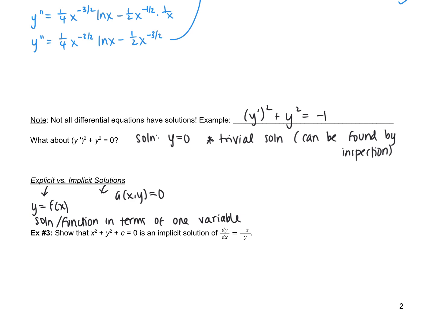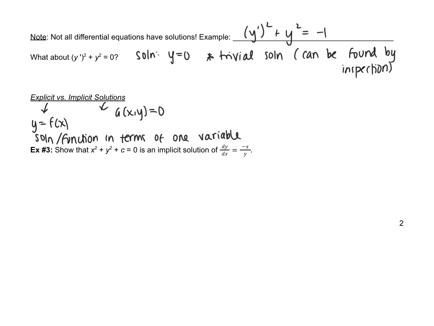So let's take a look at example 3 where we have an implicit solution. We are going to show that x squared add y squared add c equals 0 is an implicit solution of that equation.